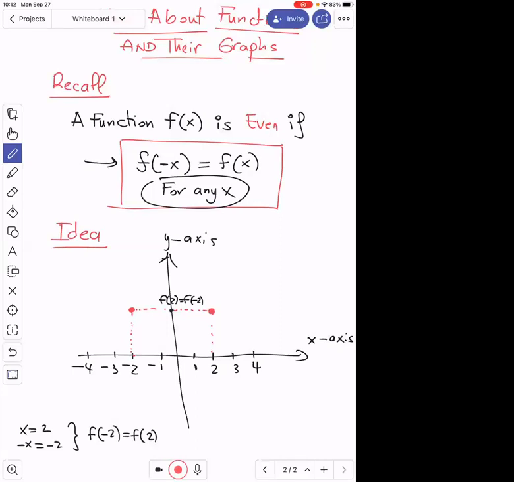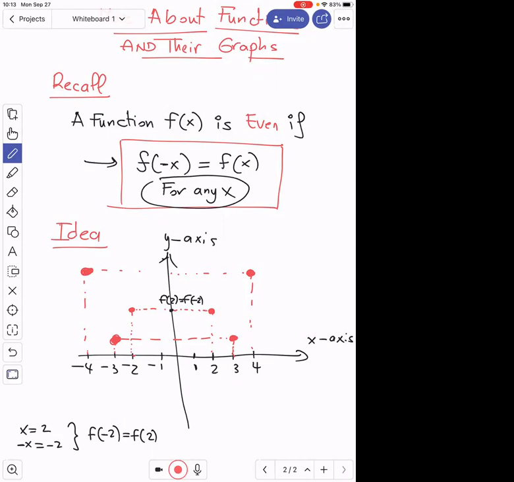For example, if I pick a different number, let's say +3, then +3 and -3 are going to have the same image. Let's say this point right here is the image of +3. Then -3 is going to have this same output y right here. And for 4, let's say this is f of 4, then -4 is going to have the same image.